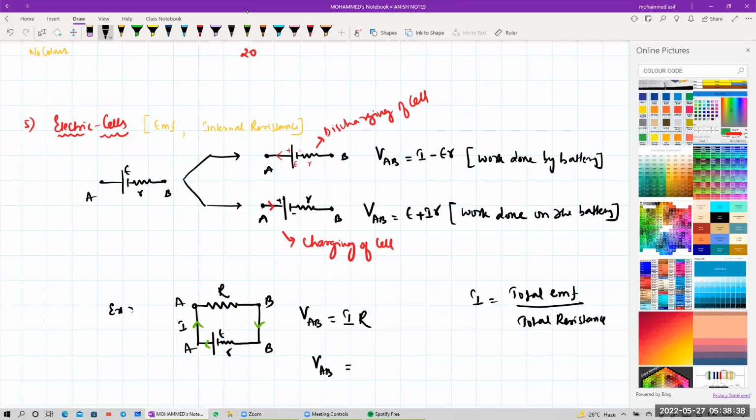So I is equal to the total EMF E divided by the total resistance, capital R plus small r. So I is equal to E divided by (capital R plus small r), into capital R. So this will be the potential across your A and B.